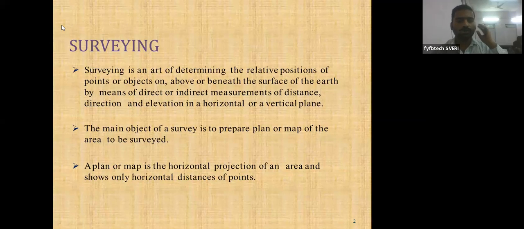The main objective of surveying is to prepare the plan or map of the area to be surveyed. So what is the difference between the plan and map? Plan is having a larger scale, and map is having a smaller scale. Then what is the scale? Scale is the ratio of 1 unit on the paper to some 100 units on the ground. It is a ratio of paper unit to the ground unit. It's called a scale.